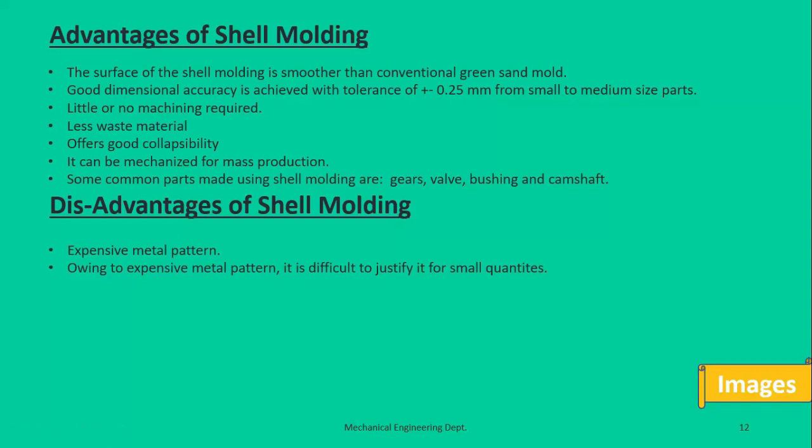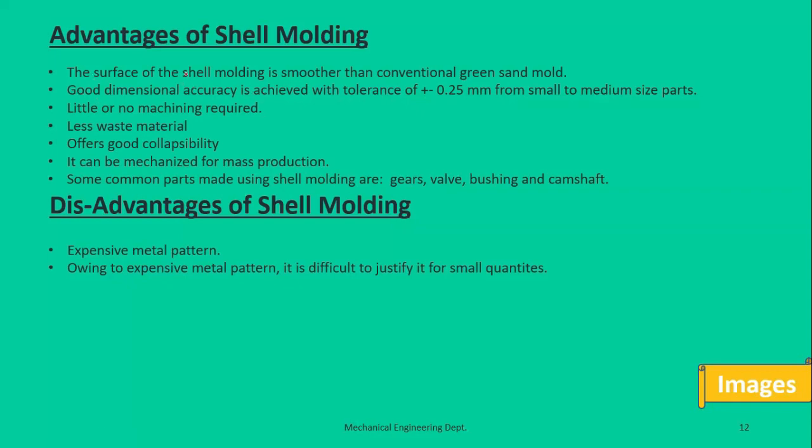The first one, the surface of the shell molding. The advantage is the surface of the shell molding is smoother than the conventional sand casting or the green sand mold, because you know that it has some moisture over it, so it causes some defects or roughness in the surface. While in the case of the shell molding, it is placed in the oven to remove that moisture and to have some hard surface or a hard shell.